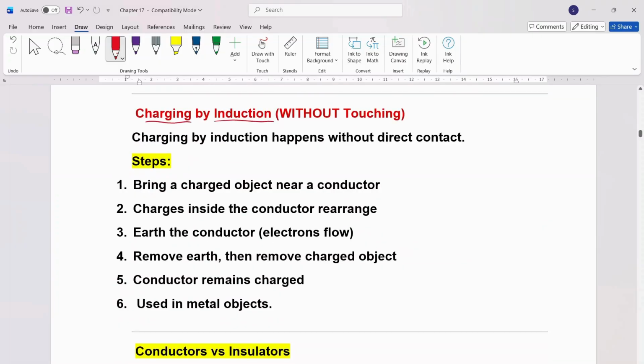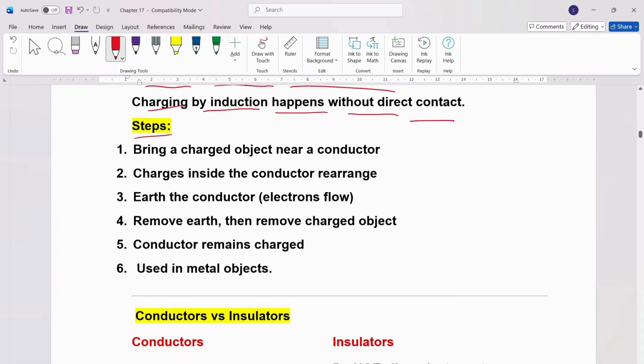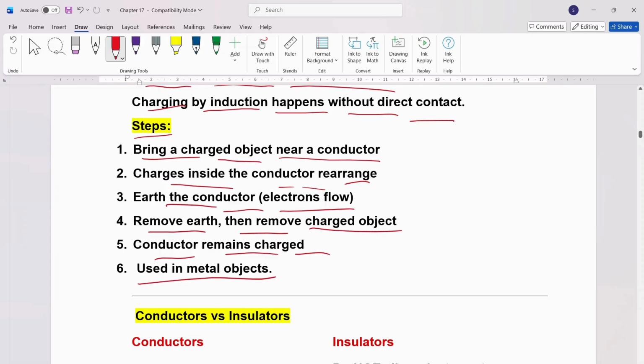Charging by induction, without touching. Charging by induction happens without direct contact. Steps: bring a charged object near a conductor. Charges inside the conductor rearrange. Earth the conductor, electrons flow. Remove the earth, then remove the charged object. The conductor remains charged. Used in metal objects.